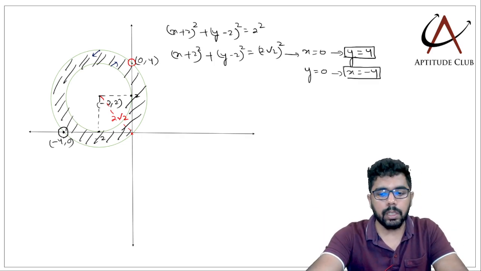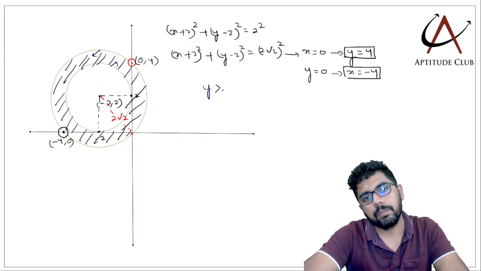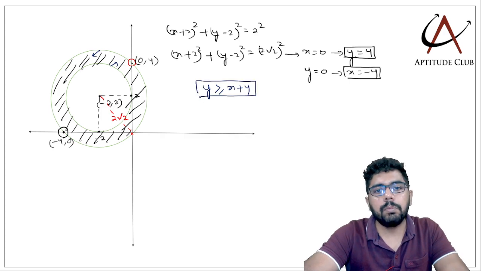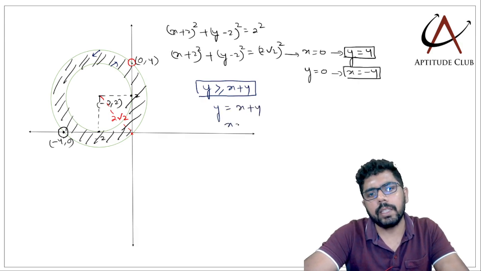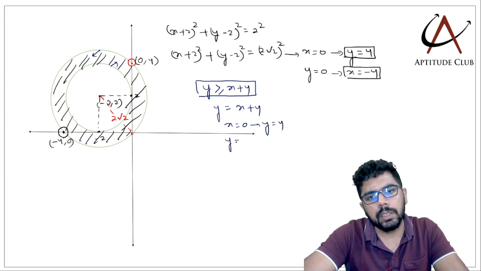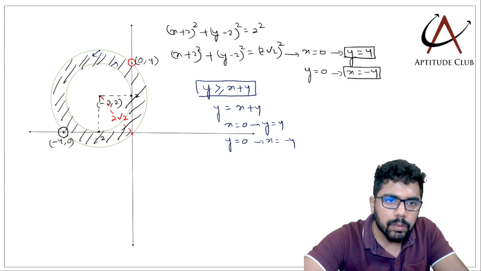Now let's go to the linear inequality part. Y is greater than or equal to x plus 4. So had y been equal to 4, how would the line look? X is equal to 0, y is equal to 4, and y is equal to 0, x is equal to minus 4. And basically the two lines.